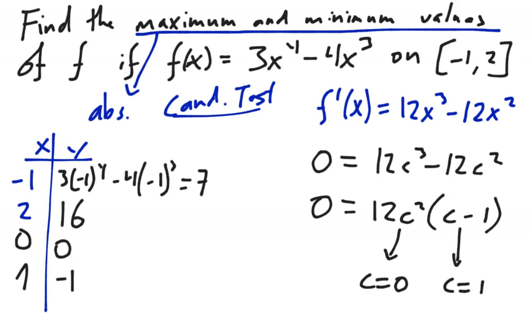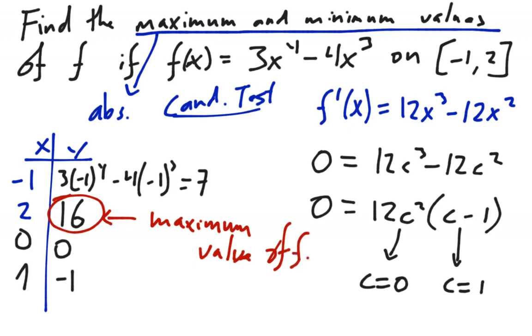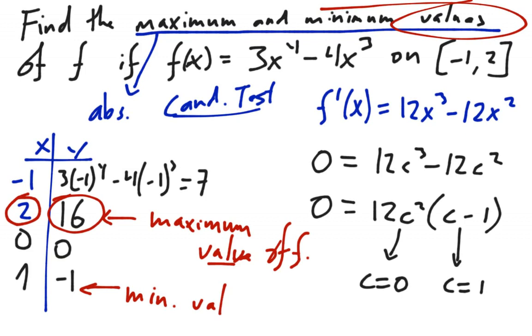Great, we're almost done. This is the biggest number, so this is the maximum value of f. So when it says minimum or maximum value, we're looking for the actual y value of the function. So even though the value occurs at x equals 2, the actual value of the function there is 16. So 16 is the maximum value. And -1 is the smallest number we have, so this is the minimum value of f. And remember that both of these are absolute because they are the absolute maximum and the absolute minimum of f.